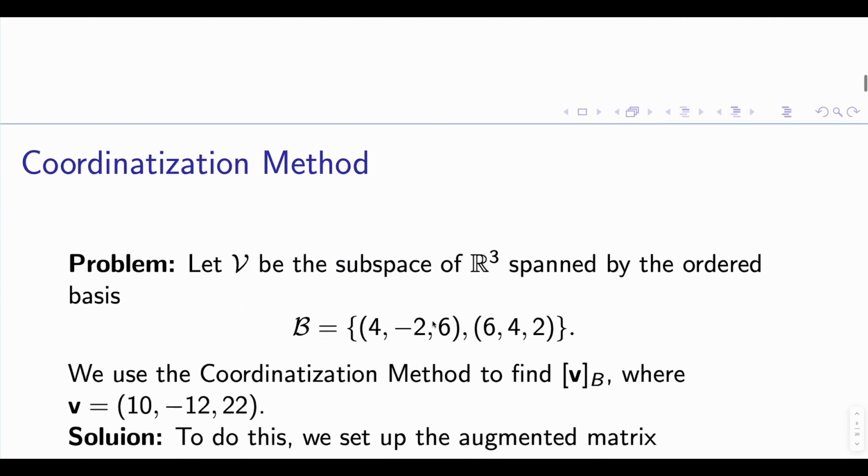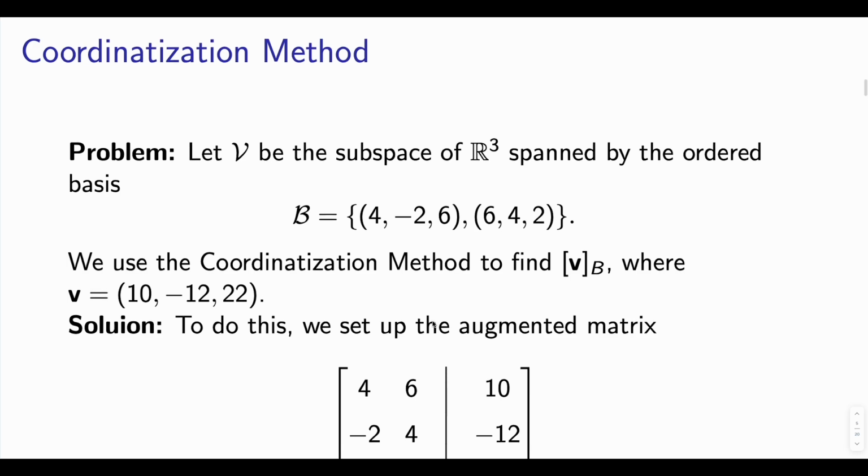Okay, so we can see this with an example. Let V be a subspace of R3 spanned by the ordered basis. So the ordered basis has two elements given. Two elements cannot span the entire R3, so it will span a subspace.